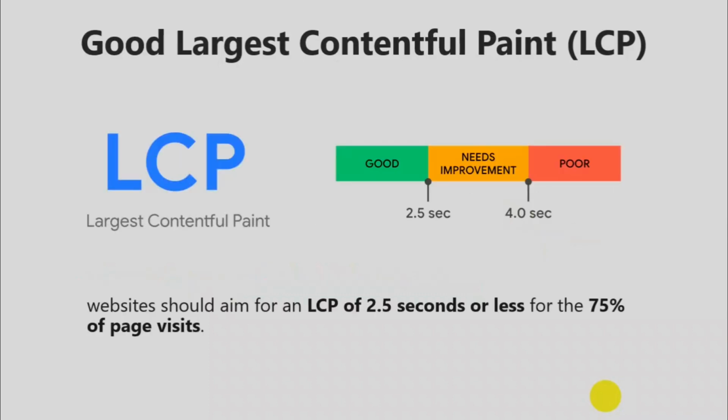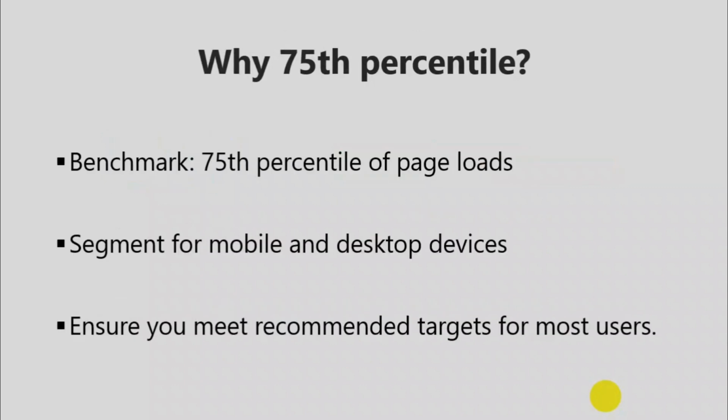Well, here is the golden rule. Websites should aim for an LCP of 2.5 seconds or less for at least 75% of their page visits. That's the sweet spot where your users get a fast and smooth experience on your website. But why 75%? That's a great question.